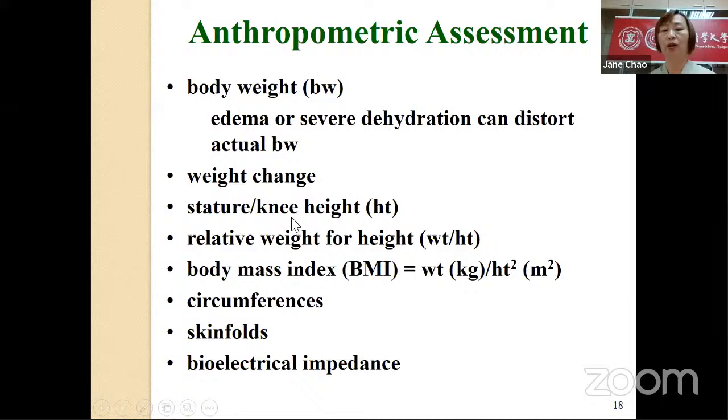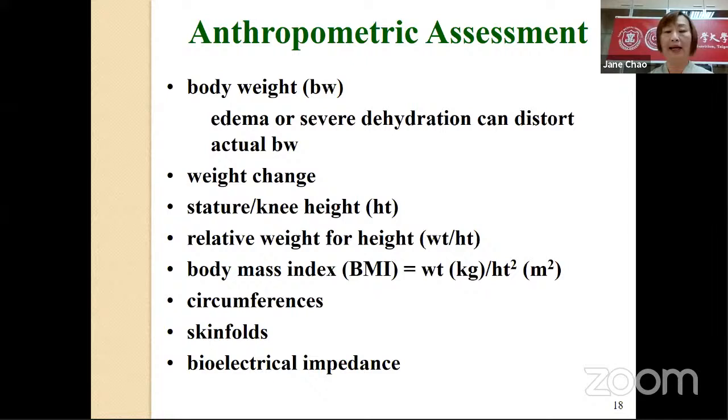How about stature or knee height? I just mentioned that if the elderly have a bent spine or bent vertebra, that means they cannot reflect their real height. We call this height stature height. So stature height is not real height, and stature height will underestimate your real height because it is shorter, not taller, than your real height. Therefore, we can use another alternative way to estimate your real height, so only an estimate.